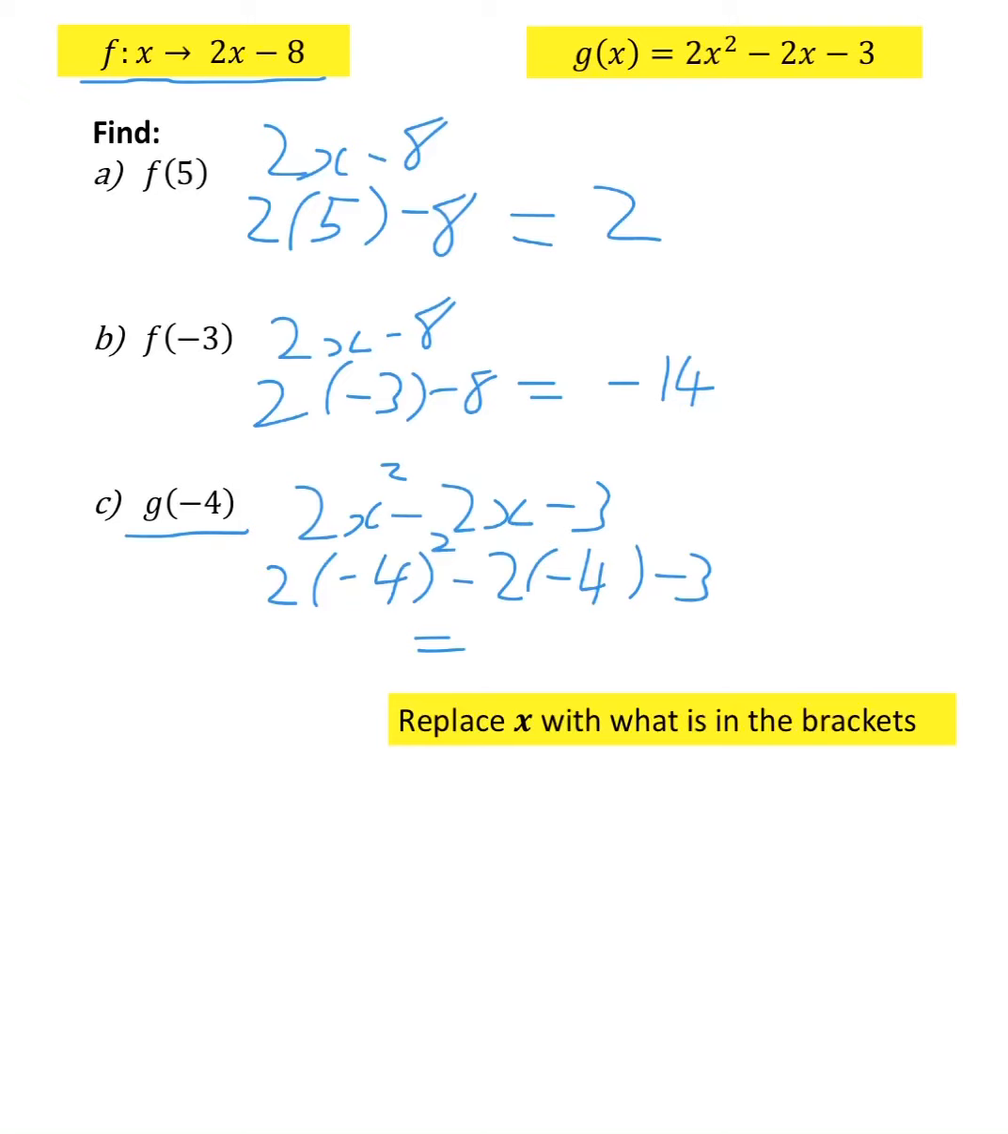Now, if you have a calculator, you can actually substitute it directly into your calculator as long as it looks the exact same on your calculator screen as it does on the paper. So if you put that into your calculator, you should get 37. And that's your answer. So with function notation, all you need to do is replace the x with what you have in the brackets.